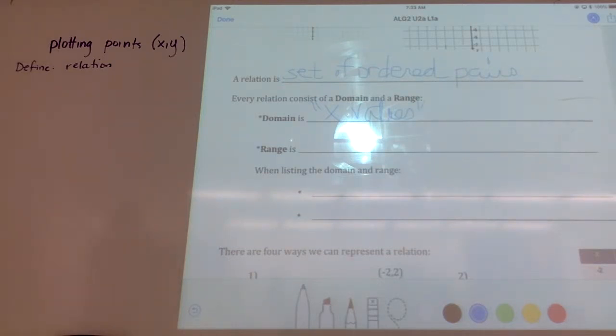And then if it's not your x values, another way you could think of this as your input. I don't know why this is behaving so poorly today. The range is always going to be your y values. Or your output.